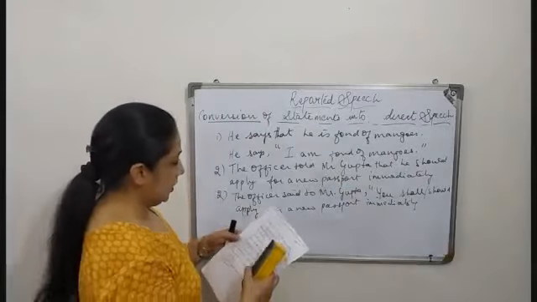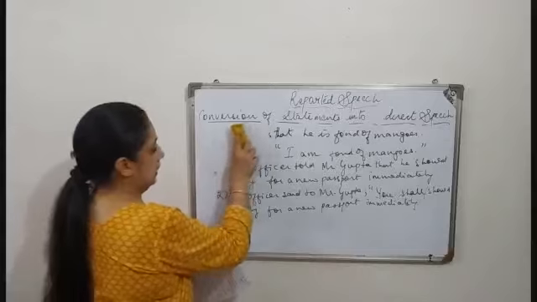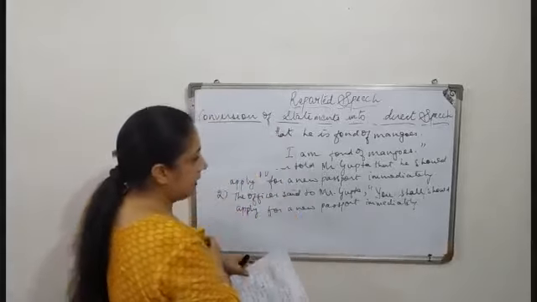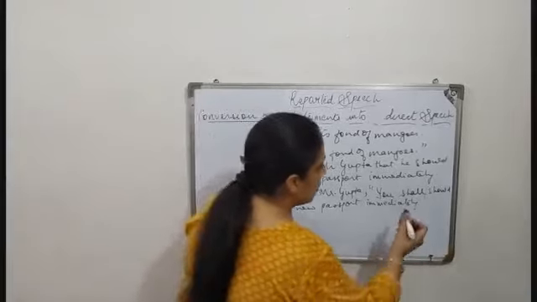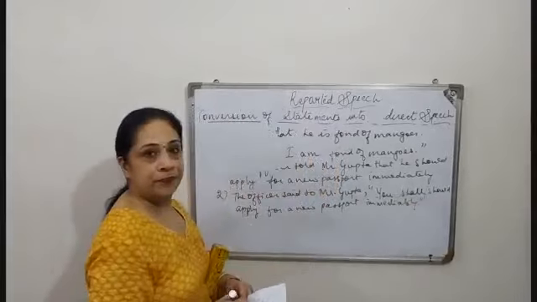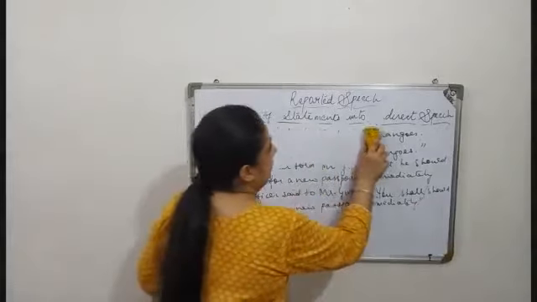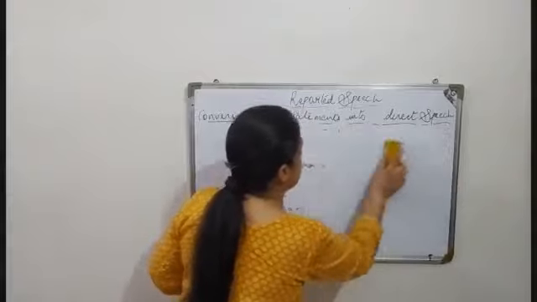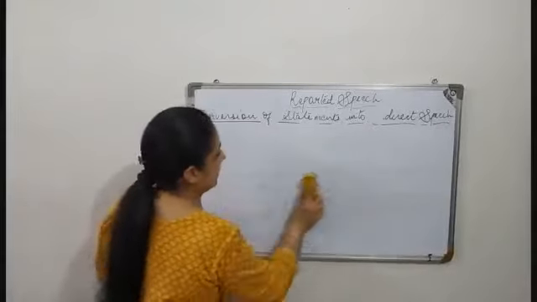Alright, so these were the 2 sentences. Let us move on to the third one. And then don't forget to close the inverted comma here. Alright. Let's do the third sentence.